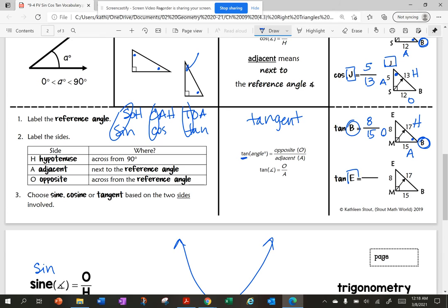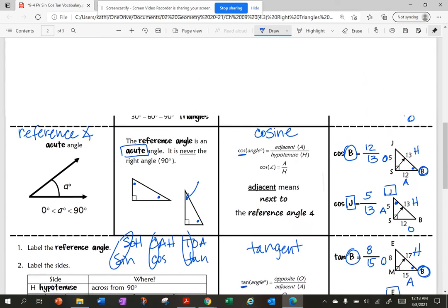If I chose angle E as my reference angle, so here is my hypotenuse, my adjacent leg is 8, my opposite leg is 15. So the opposite divided by adjacent is 15 divided by 8.